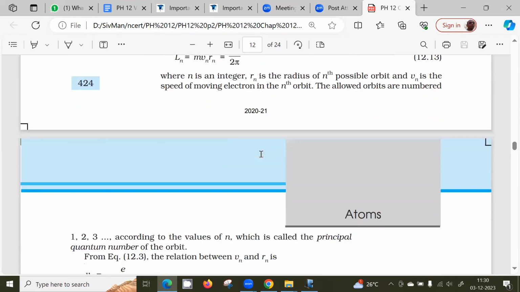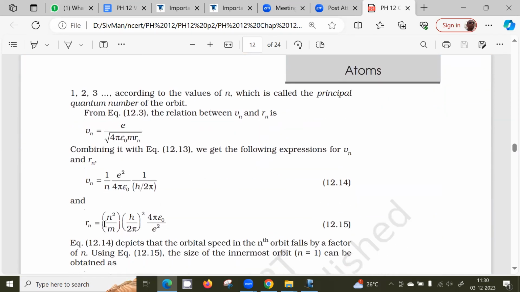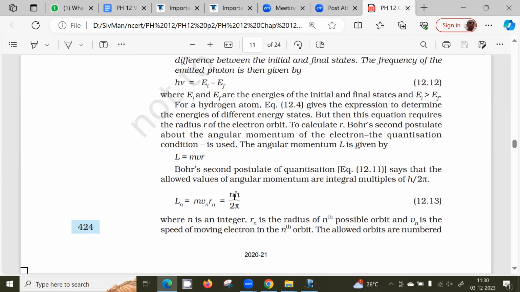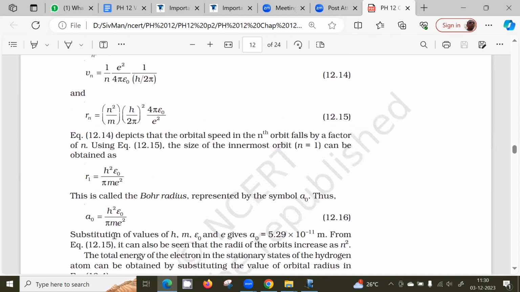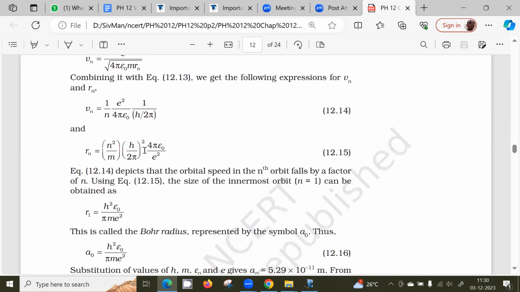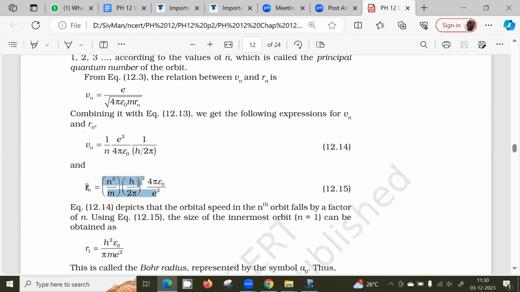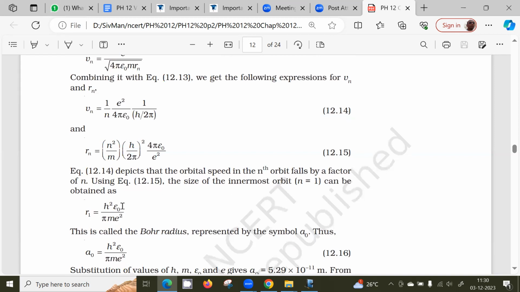If you solve this, there are two variables, v and r, so you can solve for r and also v. Solving for r, we get this one. This r n means I have kept n as a variable. If I put n equal to 1, that will be the first orbit of the electron. I won't derive this one. This is simple, so you do it. If you don't understand, you can go through this derivation in the book. This is one of the formulas you have to remember. If you put n equal to 1, that is the first orbit.